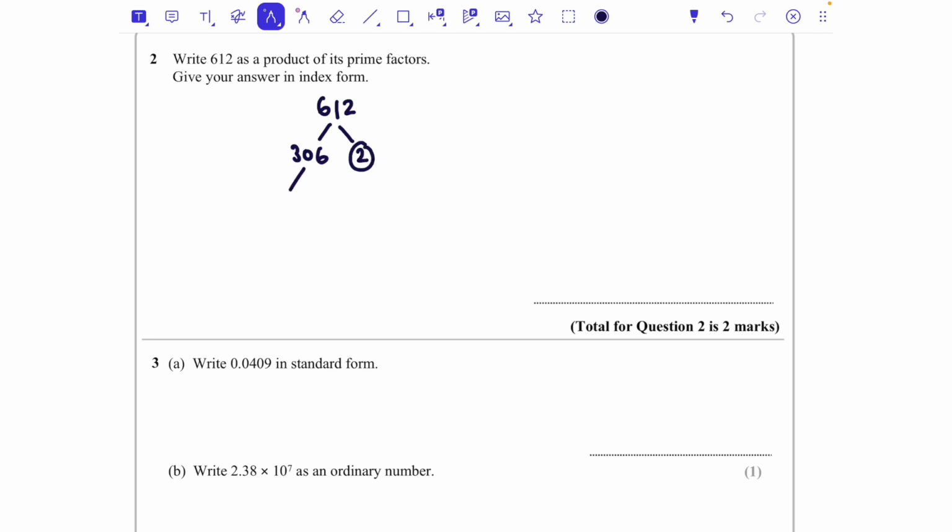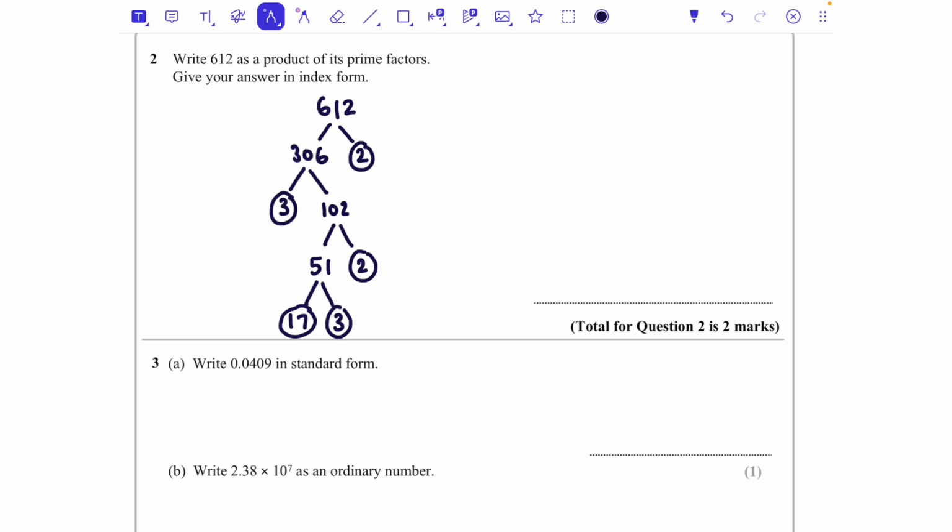Now 306 is in the 3 times table. I can tell because 3 add 0 add 6 makes 9, and 9 is in the 3 times table. So I'm going to divide it by 3, and that is 102. You can use your bus stop method if you're not sure. 102, let's halve it. Let's go 51 times 2, and then 51 is 17 times 3. Again, if you can spot that it's in the 3 times table, use the bus stop method to divide by 3 and work out what's left.